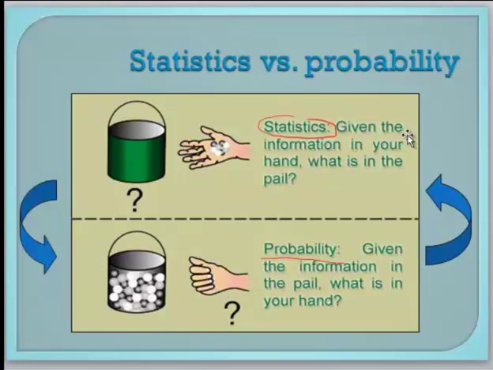Statistics, on the other hand, is given the information, I've got these marbles in my hand, what does that tell me about what was actually in the pail originally? So in other words, I don't have full knowledge of what we call the population. I only have the knowledge of what's in my hand, and I'm inferring or guessing what's out there in the population.